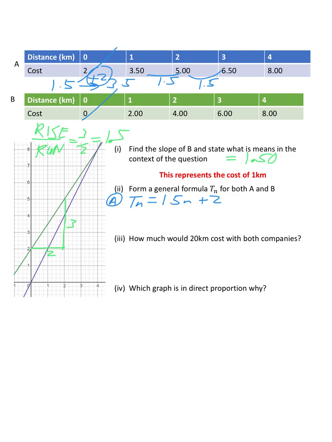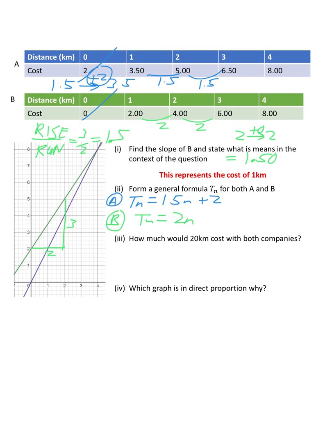Okay, then for B then, this is going up in 2's. So then Tn is equal to 2n. Then to go from 2 to the first term of 2 is just 0. So that just stays as it is. So the general formula for that will just be 2n.